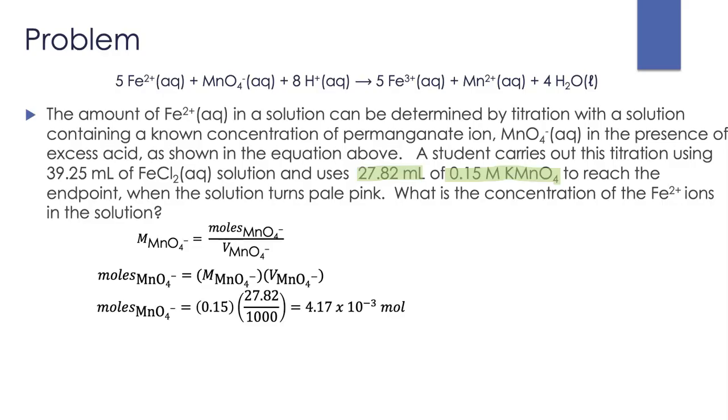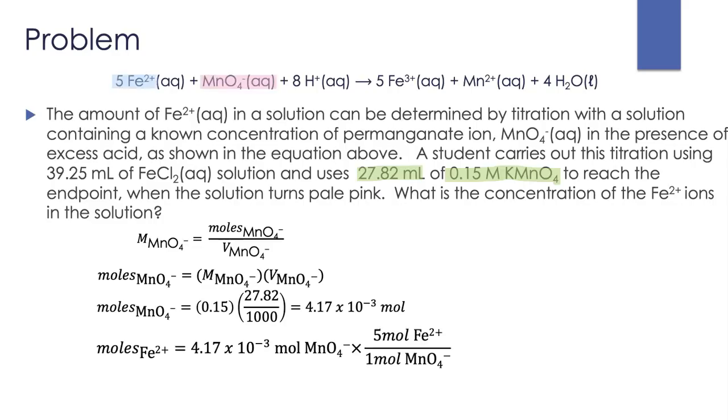Now, I do want to point out, I really only know this to 2 sig-figs, but I'm not going to round for that yet. From the balanced equation, I see that 5 moles of iron 2 ion react with every mole of permanganate that's added. And so I'm going to take my 4.17 times 10 to the minus third moles of permanganate and multiply it by 5, because that will give me moles of iron 2, which is 2.09 times 10 to the minus 2 moles. Again, I only know this to 2 sig-figs. No, I haven't rounded it yet. Yes, I will do that soon.